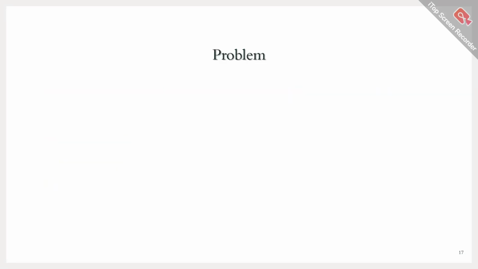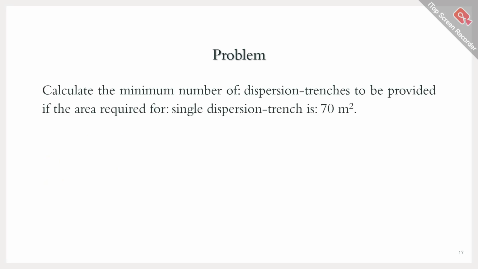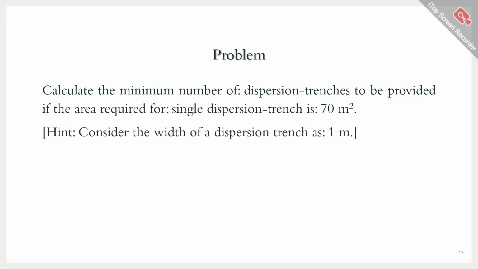Now, next there is a problem where you have to calculate the minimum number of dispersion trenches to be provided in an area if the area required for a single dispersion trench is 70 square meters. There is one hint: you have to consider the width of the dispersion trench as 1 meter.